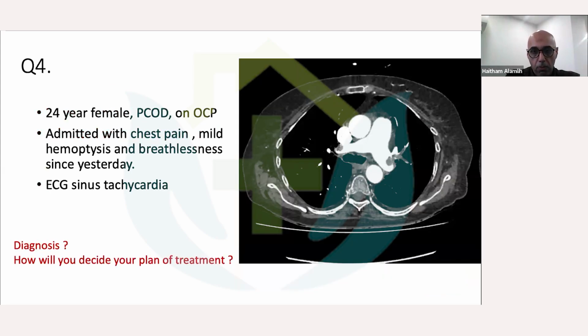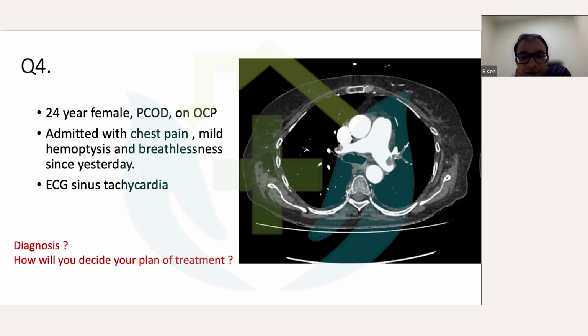A 24-year-old female, PCOD on an OCP, admitted with chest pain, mild hemoptysis, breathlessness. ECG shows sinus tachycardia, CT scan has been provided. What is your diagnosis? There is bilateral pulmonary embolism on the CT scan, right and left. My plan depends on the patient's status. If the patient is hemodynamically stable, I will go for anticoagulation. If not, I will go for thrombolysis.